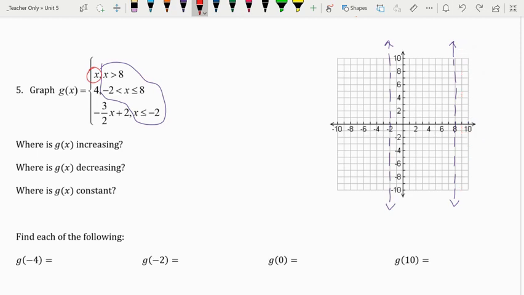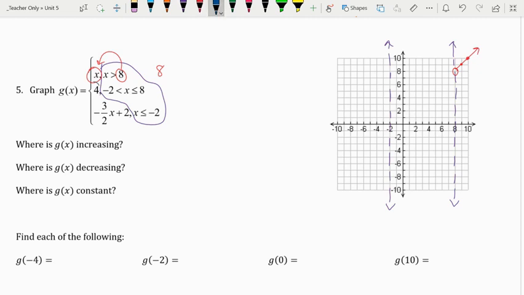So instead of moving it up 1 over 1, over and over again, what I want to do is take my boundary and plug it in, which means that I would just get 8. So that means that I'm going to start at 8 with an open circle, and then move my slope, up 1 over 1, up 1 over 1.